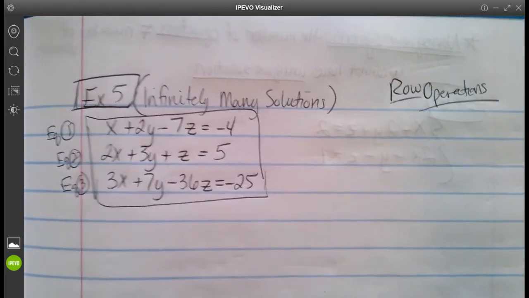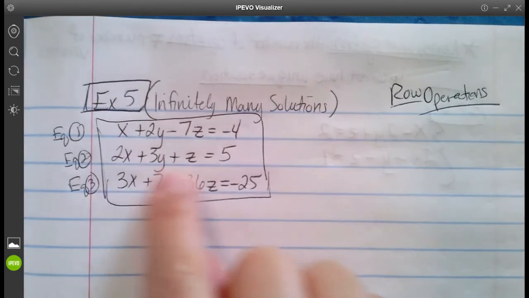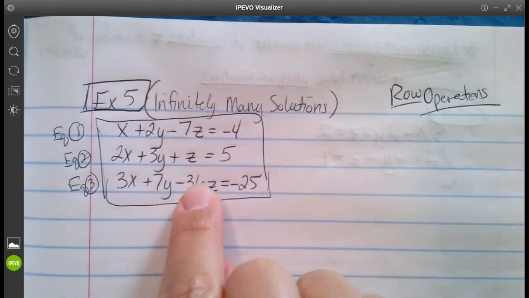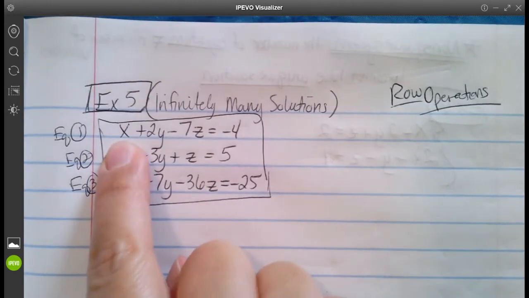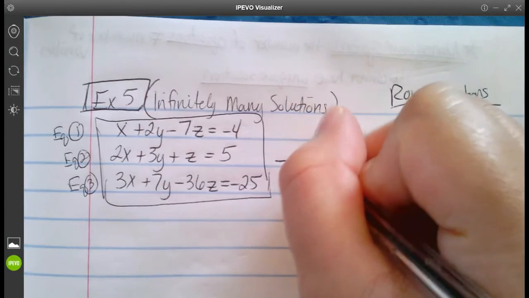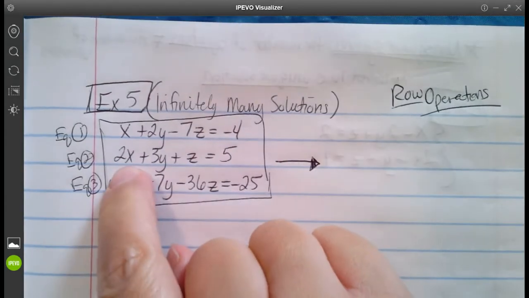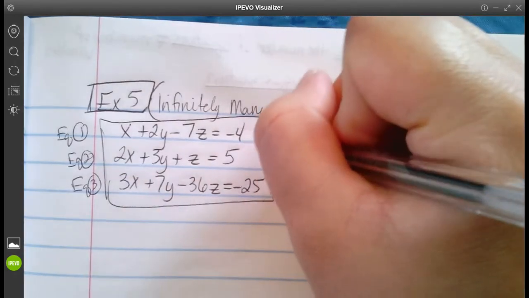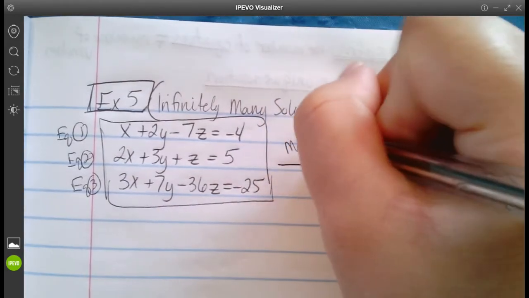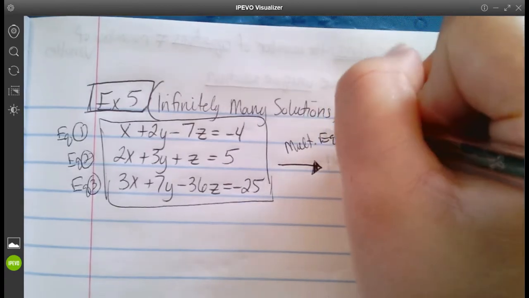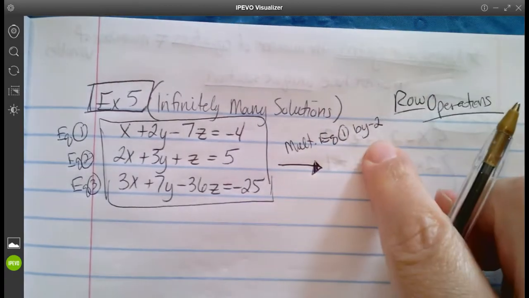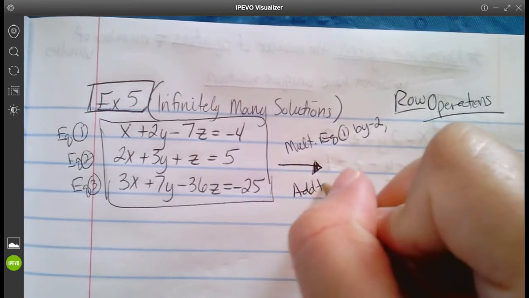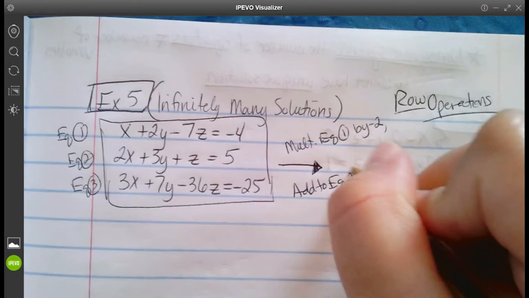I'm going to start by fixing the second equation, because remember, for a row echelon you want 1x, 1y, 1z. So we have to get rid of the x's in the second equation. To get rid of 2x, you do negative 2x, right? So we're going to multiply equation 1 by negative 2, and then add it to equation 2.